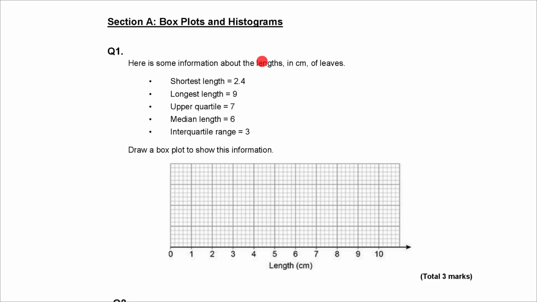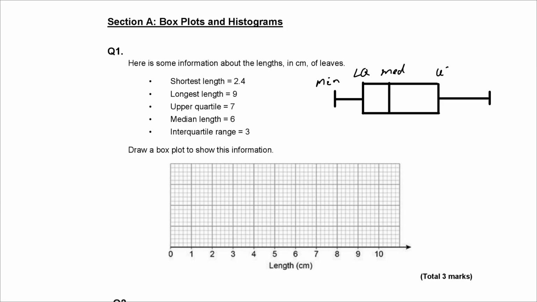So here's some information about the lengths in centimetres of leaves. You've got all of this here, and it says draw a box plot to show the information. Now, very quickly, just to recap, a box plot is where you've got something looking like this. We've seen this in class a lot, but it's going to take this structure over here, where you've got 5 really key features. The end value on the end, you call this the minimum value. That's the lower quartile, that's the median, that's the upper quartile, and this is the maximum value.